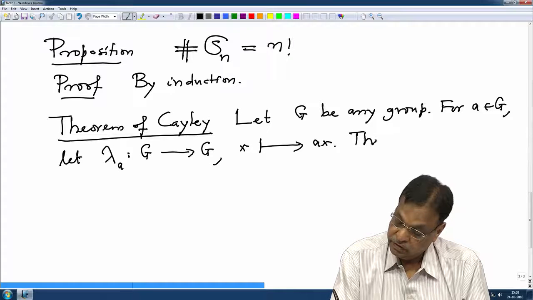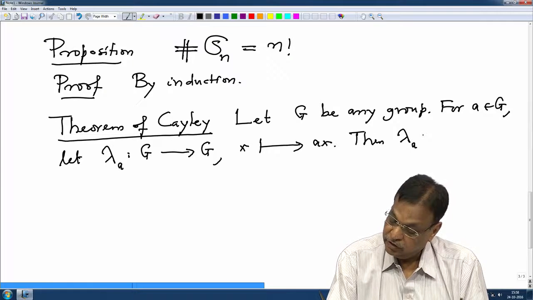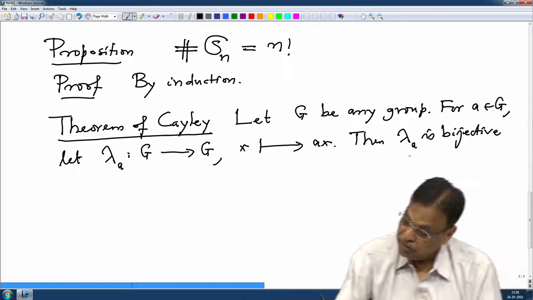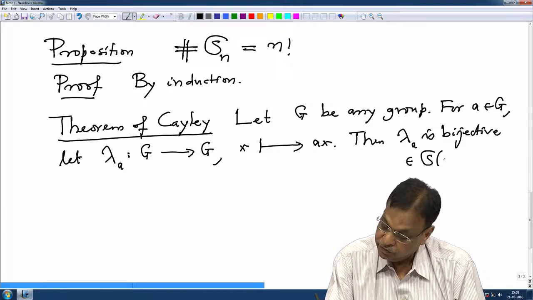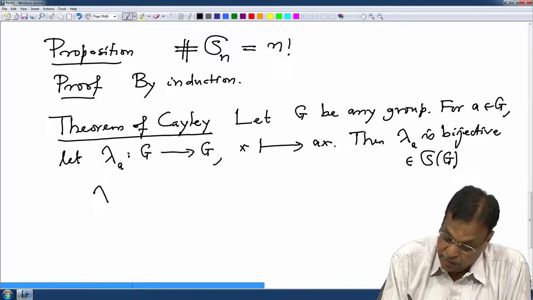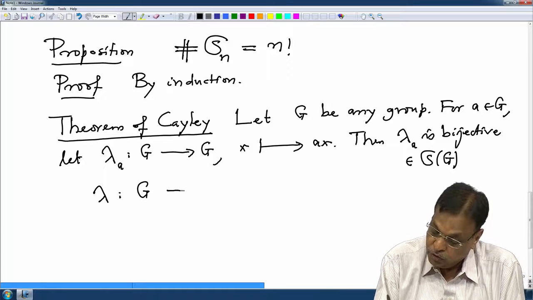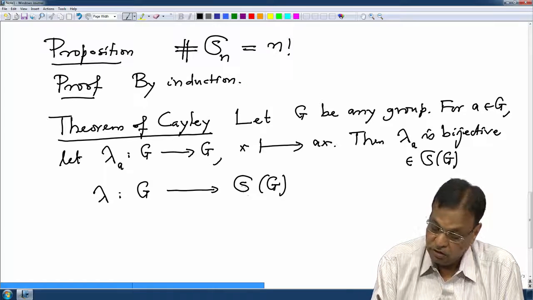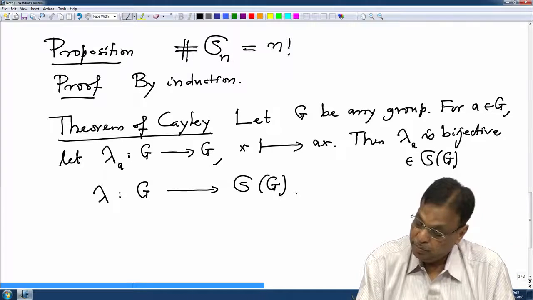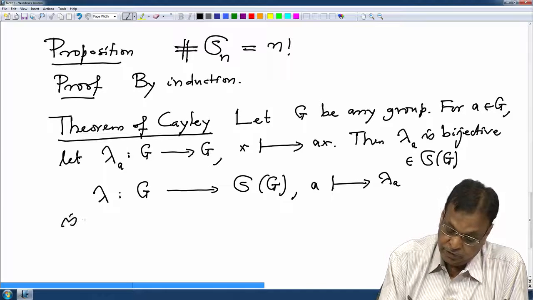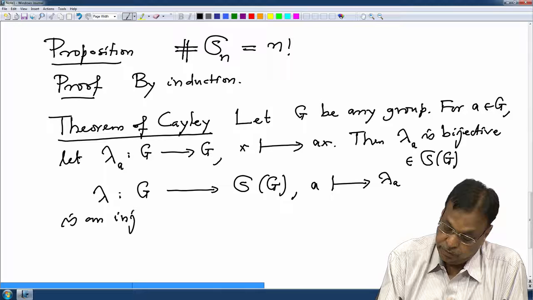Then lambda A is actually bijective. And so that means this lambda A is an element of S of G, the permutations on G. And then think of this lambda as a map from G to S of G. So this is a group under composition and this is a given group. So this map A goes to lambda A is an injective group homomorphism.